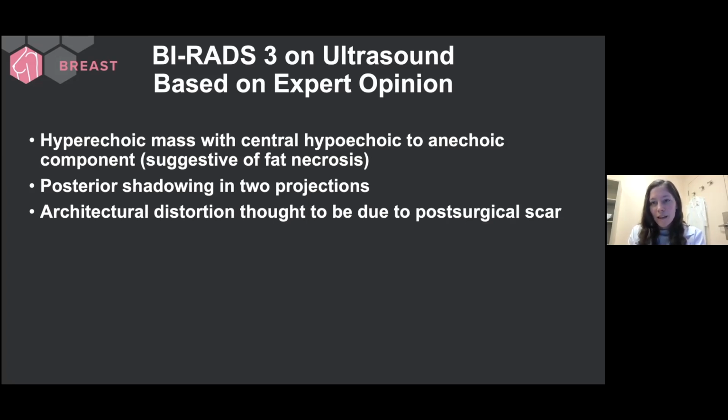So we're very careful with looking at post-surgical scars and trying to be confident in either calling the distortion benign because we believe it's related to the scar, or suspicious, and then we want to do a biopsy. But if you're unsure and you think it's probably due to a scar, but aren't 100% certain, then it's possible that a BI-RADS 3 could be a reasonable follow-up plan.